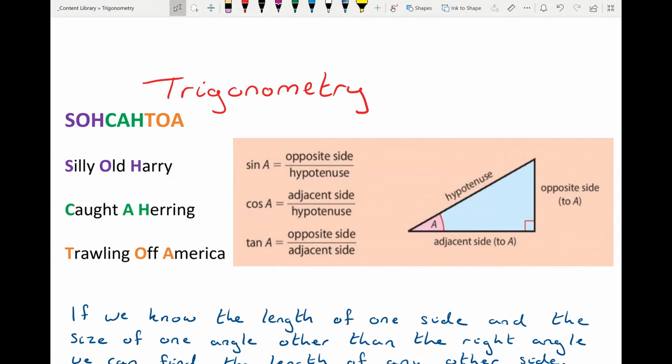The hypotenuse will always remain the same, however, depending on what angle you're looking at, the opposite and the adjacent sides could differ. So in this example here in the salmon coloured box, angle A is marked. The side opposite angle A is across the triangle from it. The adjacent side to angle A is touching off it, it's close to it, it's adjacent. If angle A was in the top right hand corner of the triangle, the opposite and the adjacent sides would switch places. The hypotenuse will always remain the same.